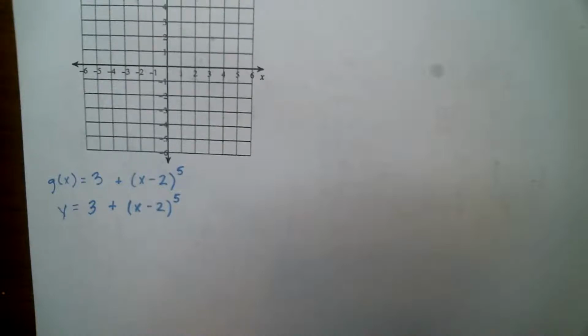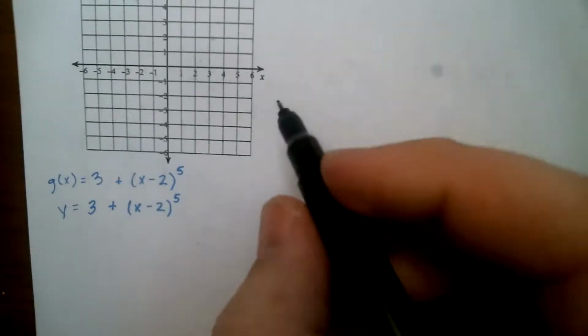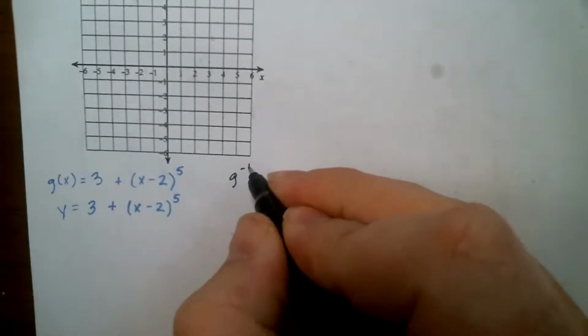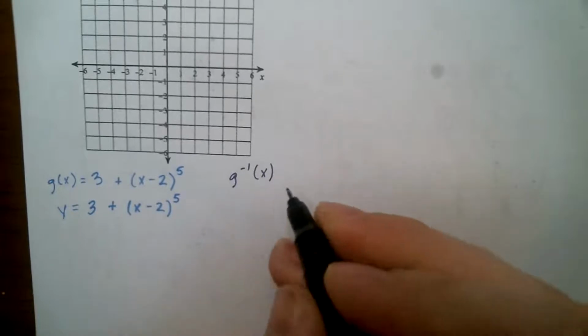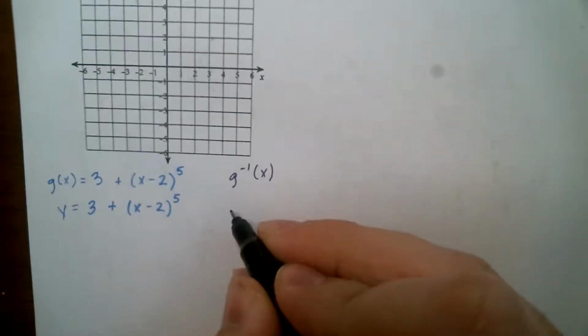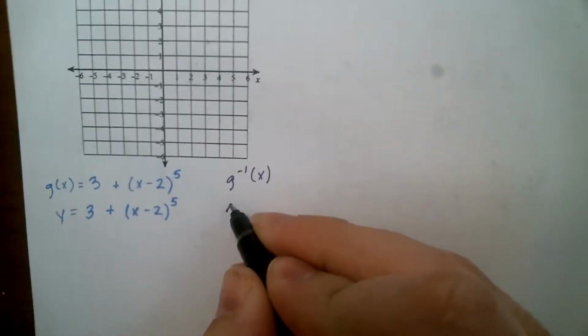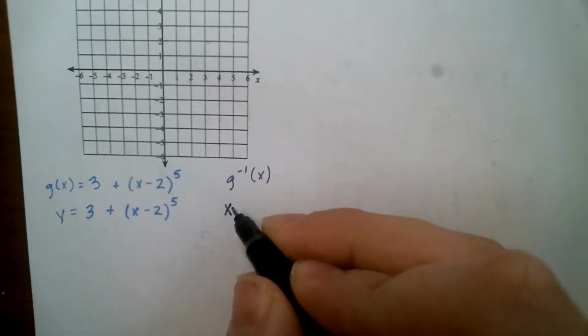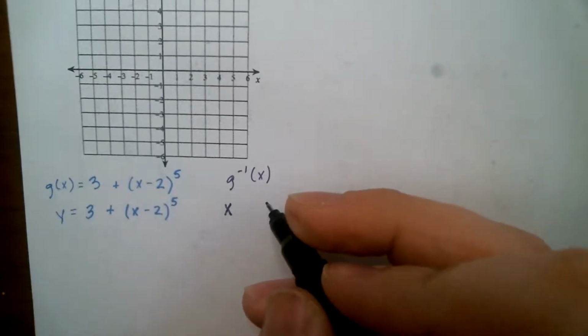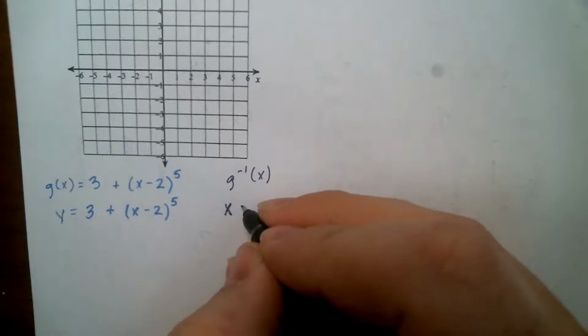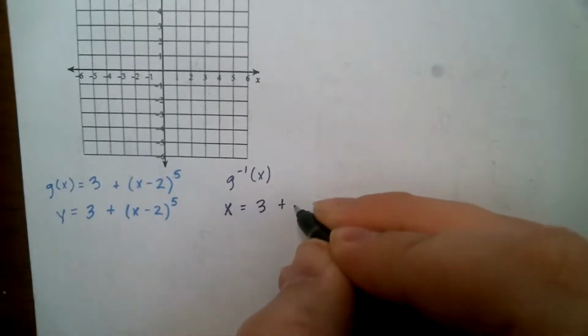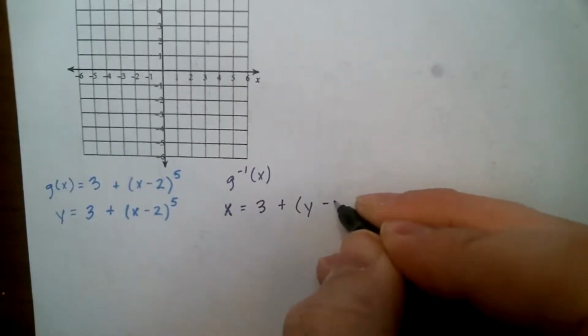Now if we look at the inverse of that, g inverse of x, that's just going to be, that's exactly right, Maddie. If you can be an auctioneer, you can basically do anything you want. x equals 3 plus y minus 2.